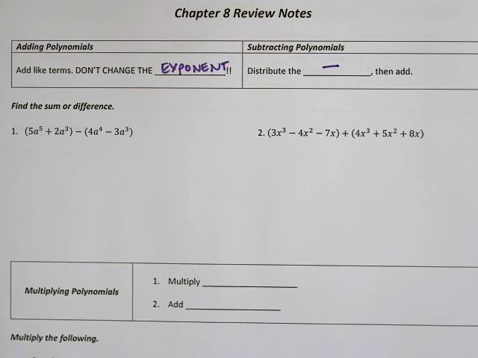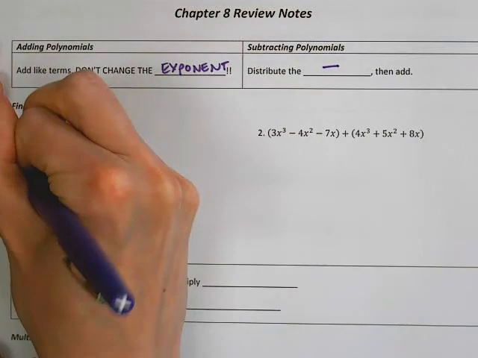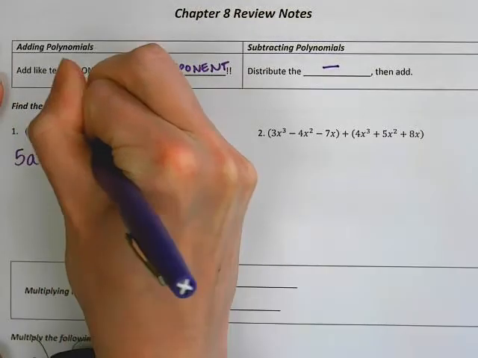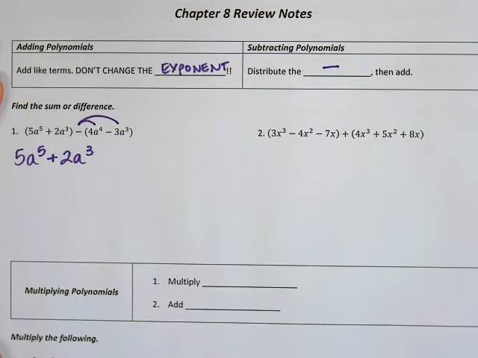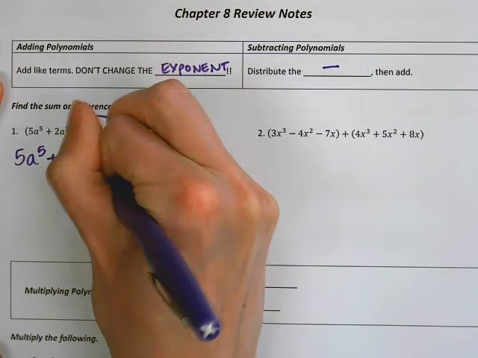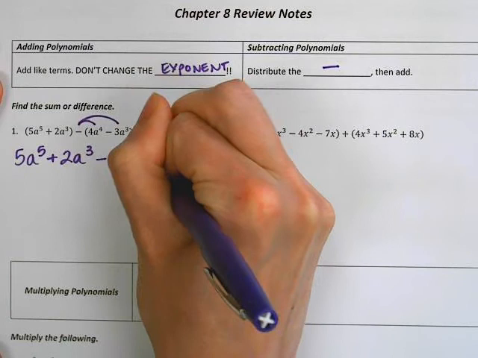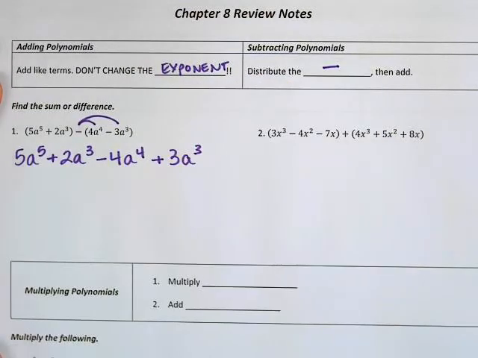All right, so number one, first thing, you got to rewrite it. 5a to the fifth plus 2a to the third. You have to distribute the negative first. So now it's negative 4a to the fourth, and then a negative negative is a positive 3a to the third. Make sure you rewrite it distributed.